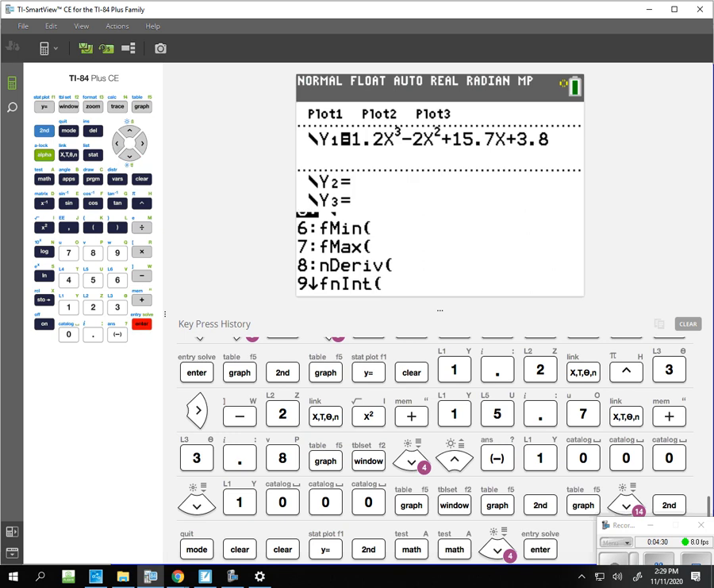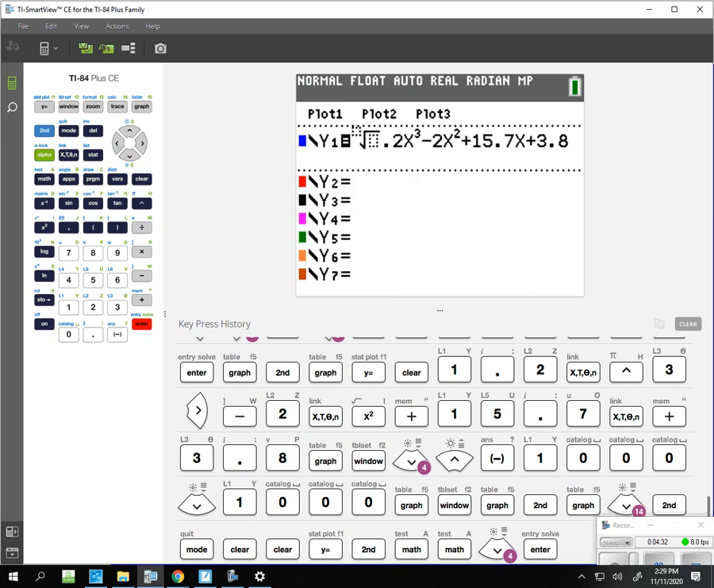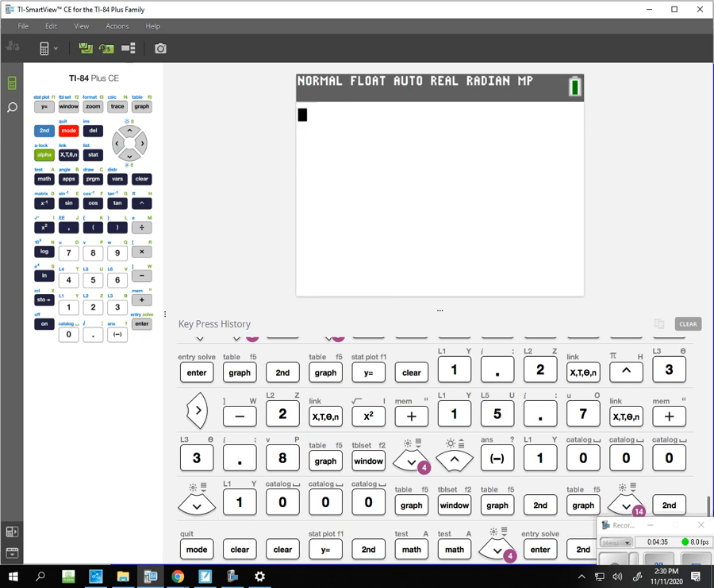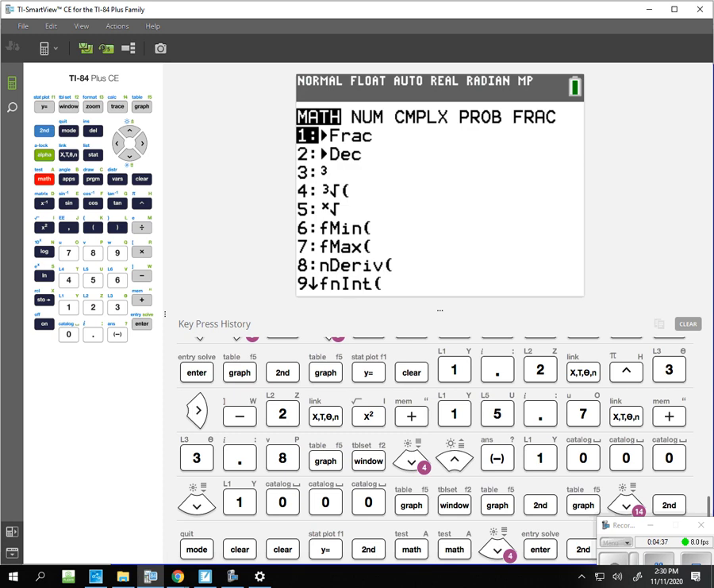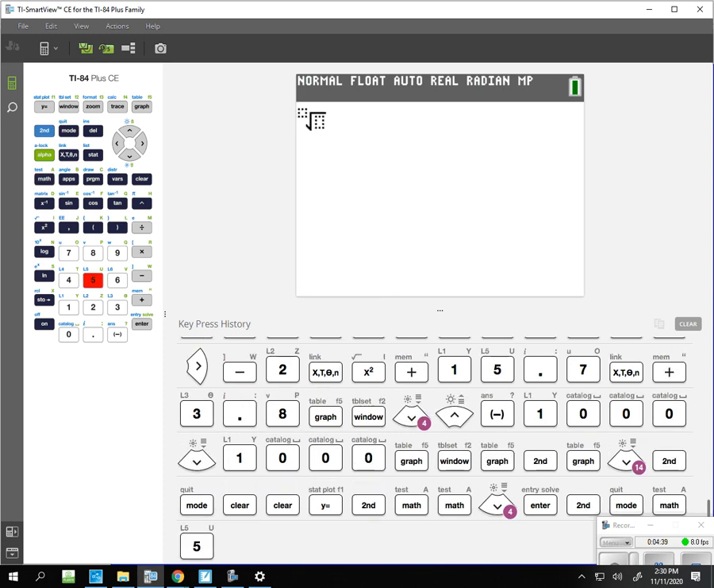So hit enter there. Depending on how new or old your calculator is, you might have to hit the 5 and then hit math. This one is fairly new, so I can hit 5 and then arrow, negative 243. So that's the fifth root of negative 243, and the answer is negative 3.